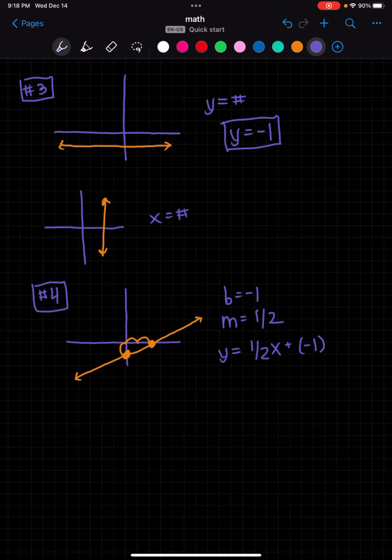So this is totally right. We can keep it like this, but I can also simplify it so that the -1 doesn't need to be in parentheses. We can say y equals 1/2 x minus 1, because with the plus and the minus right here, the minus wins out and you just say -1. But like I said, either way works. And that is how you write equations based on their graphs.